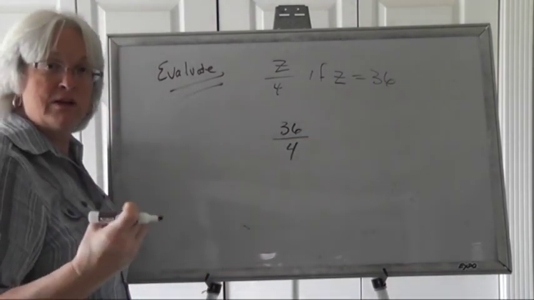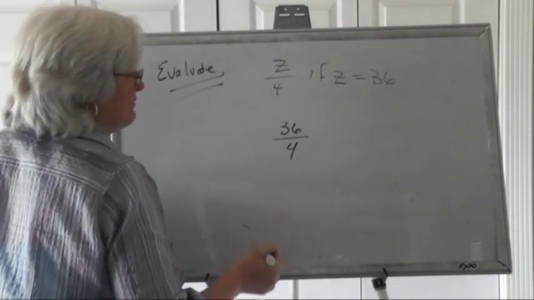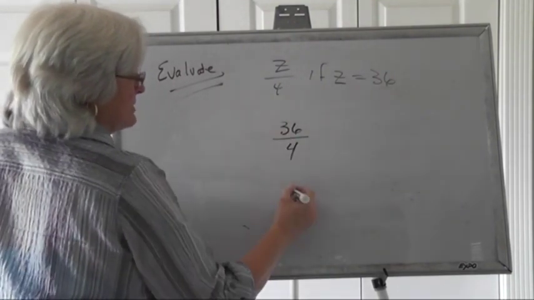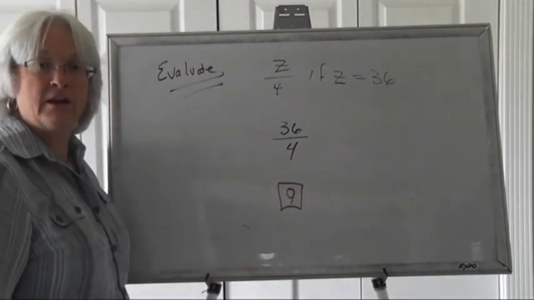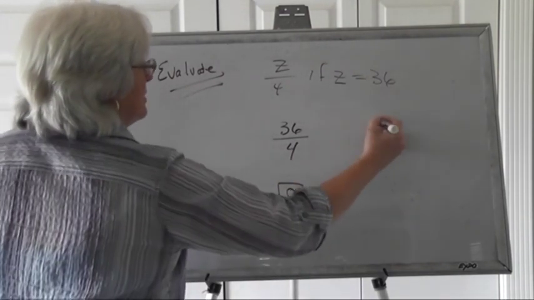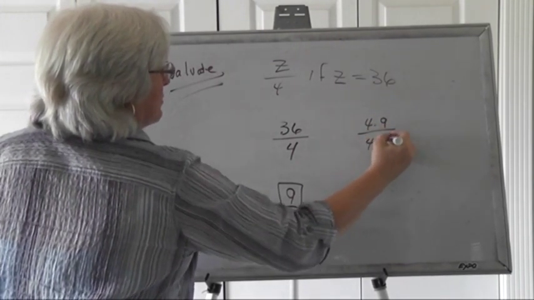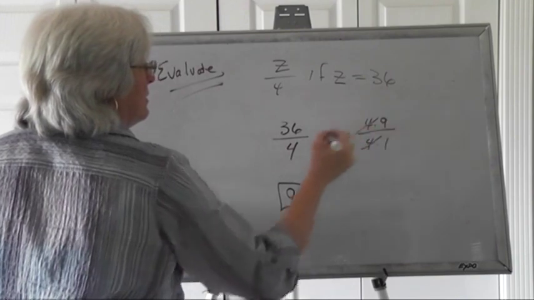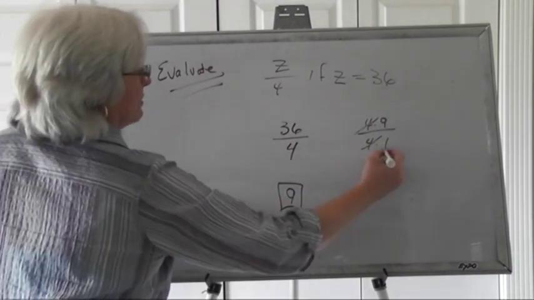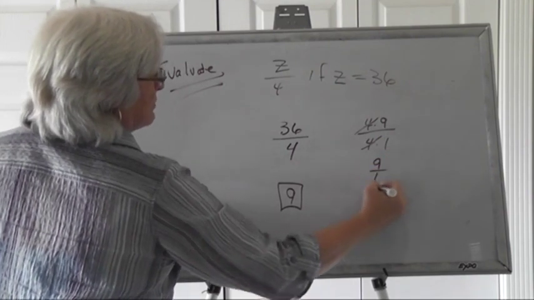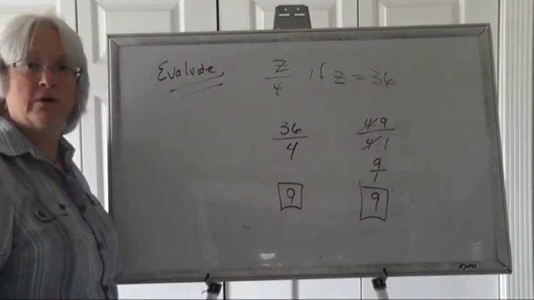You can think of this as reducing 36/4 or dividing 36 by 4. If you divide 36 by 4, you have 9. If you think about reducing, you could rewrite this 4 times 9 over 4 times 1. You cancel your common factor of 4. You have 9 over 1, which of course is equal to 9.